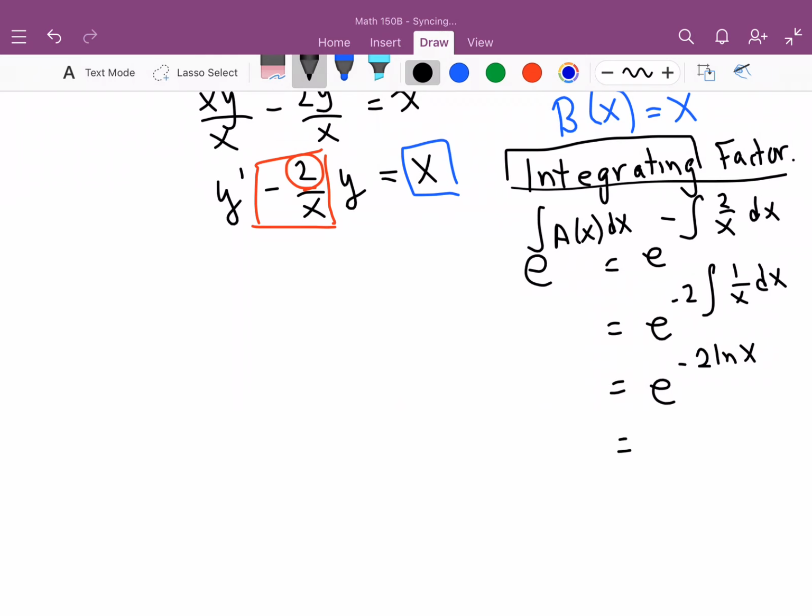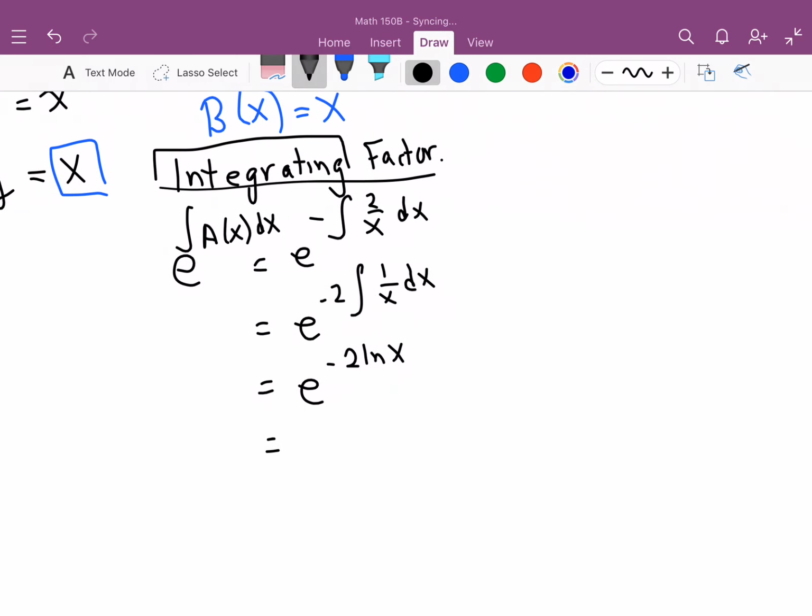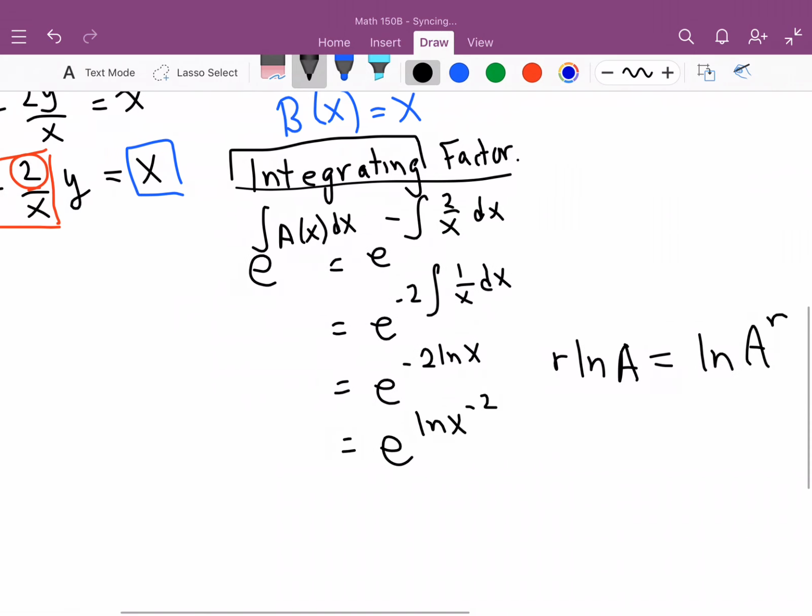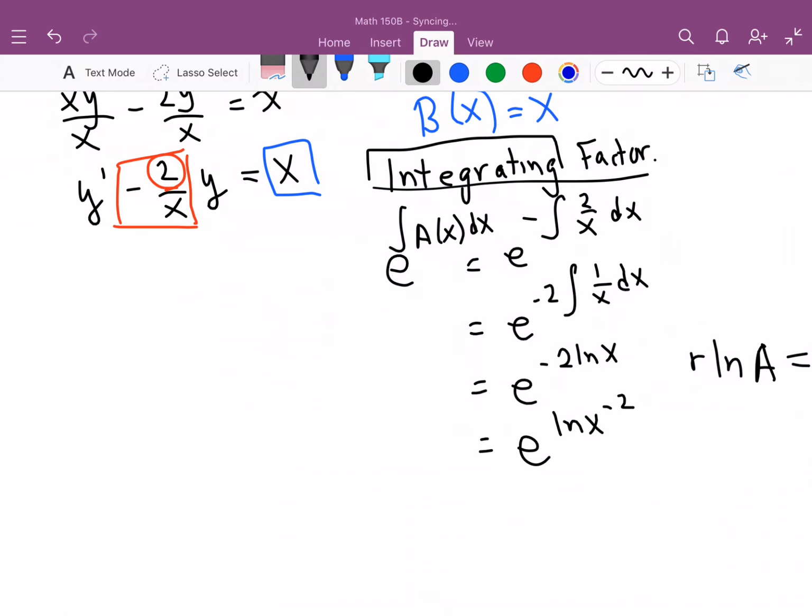There is a natural log rule, so I'm going to move over this way, that says the following. This is something that you should have seen in high school or in pre-calc. When you have a number in front of the natural log, you can bring the number to the inside. I'm going to use that right now. Here, this is the natural log of x to the negative 2. On your quiz, a lot of you didn't remember that trick, and you lost some points.